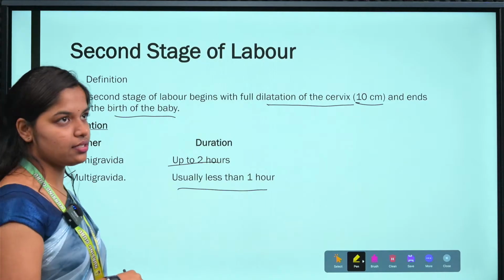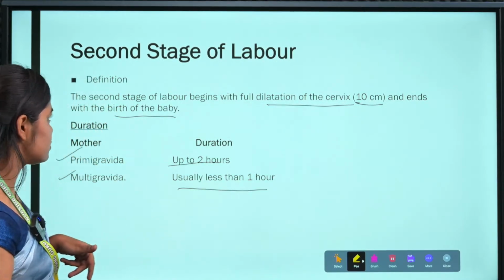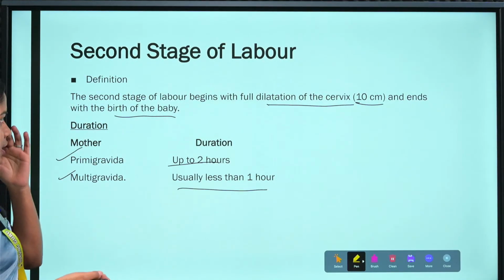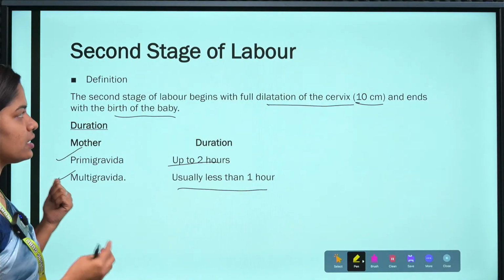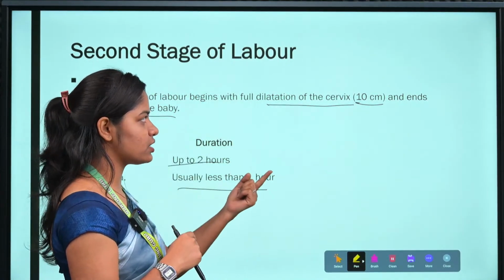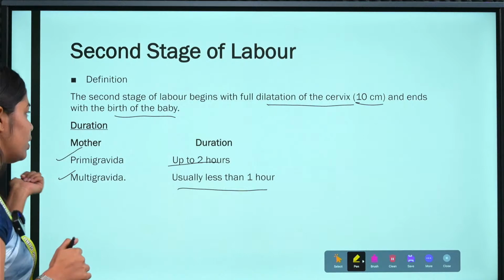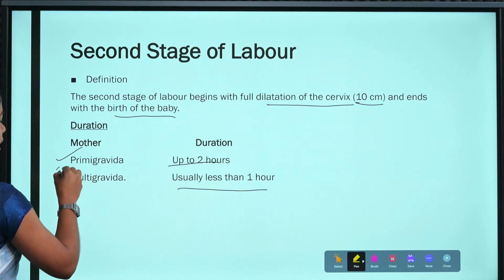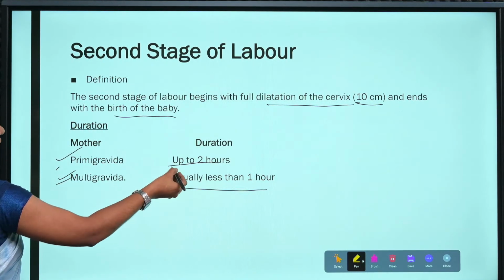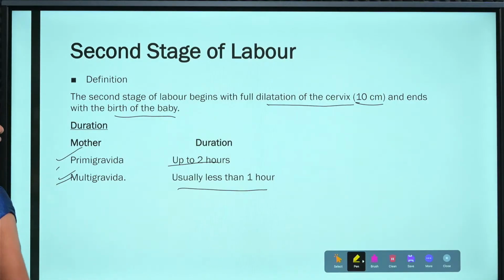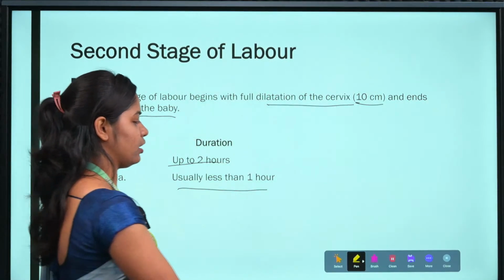First stage is dilatation, second stage is the expulsion stage. It starts from the full dilatation of the cervix and ends with the delivery of the baby. The duration for primigravida is up to 2 hours and for multigravida less than 1 hour.